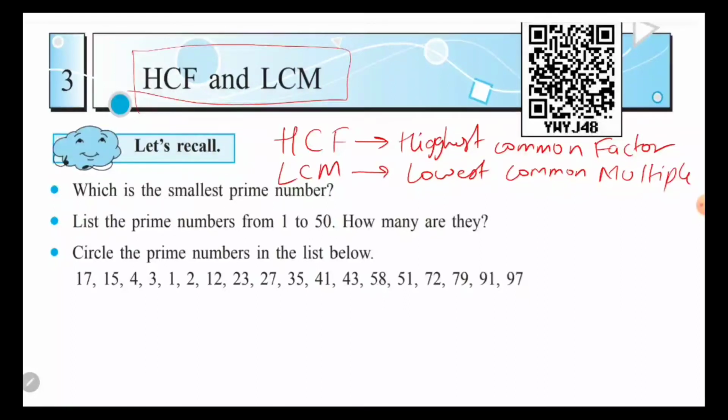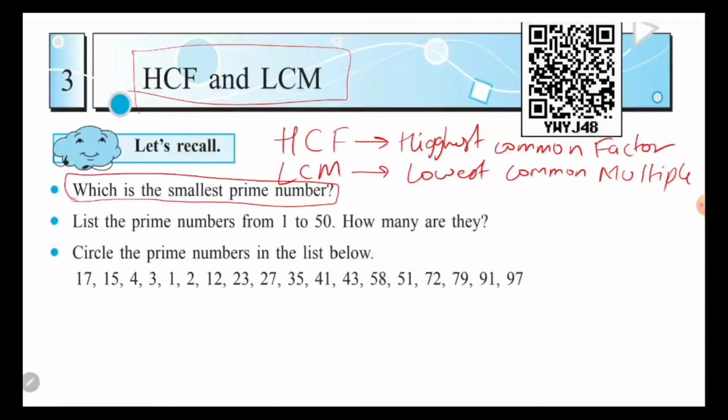Okay, now here are some questions for you all on the first page of your textbook that you have to do, because this is a warm-up session. Now I'll be reading the question for you all. Which is the smallest prime number? Okay, what do you mean by prime number now?